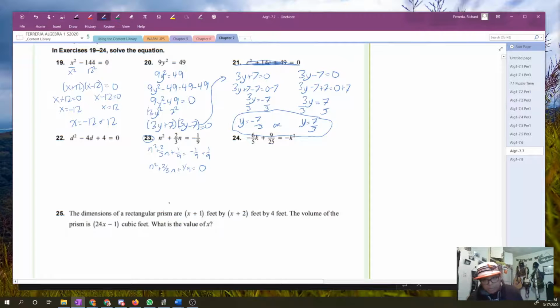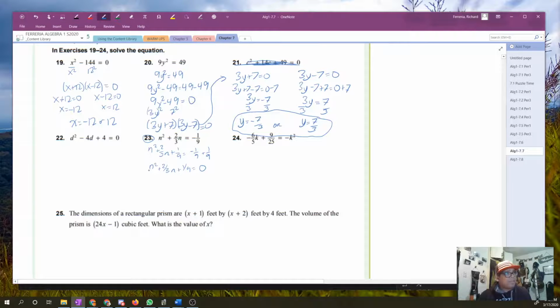Okay, and that's what you want. You want 0 on the right side so that when you factor, you can use that zero product theorem, which is so important. It's maybe the most important theorem from second semester Algebra 1.